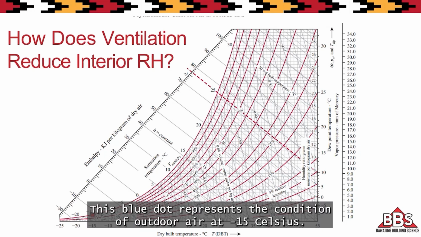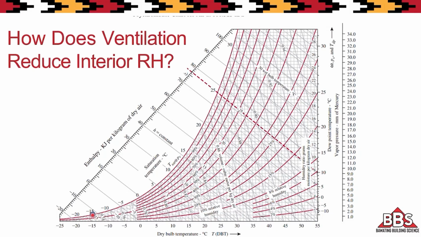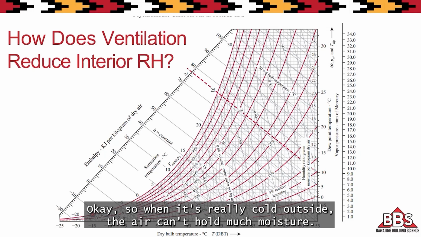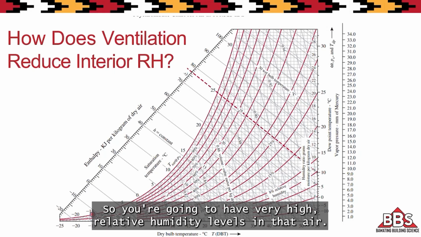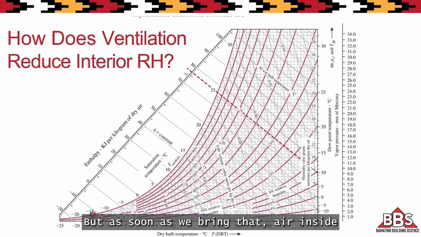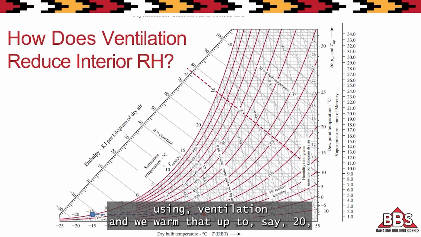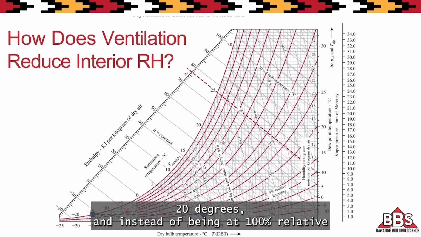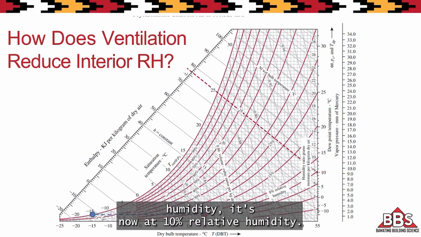Let's say we have outdoor air. This blue dot represents the condition of outdoor air at minus 15 Celsius and essentially 100% relative humidity. So when it's really cold outside, the air can't hold much moisture, so you're going to have very high relative humidity levels in that air. But as soon as we bring that air inside using ventilation and we warm that up to say 20, now we've got air at 20 degrees, and instead of being at 100% relative humidity, it's now at 10% relative humidity.